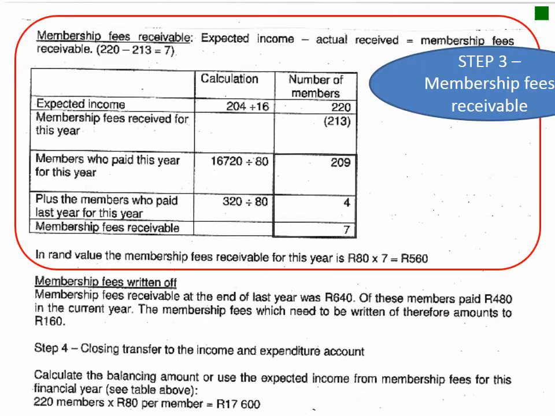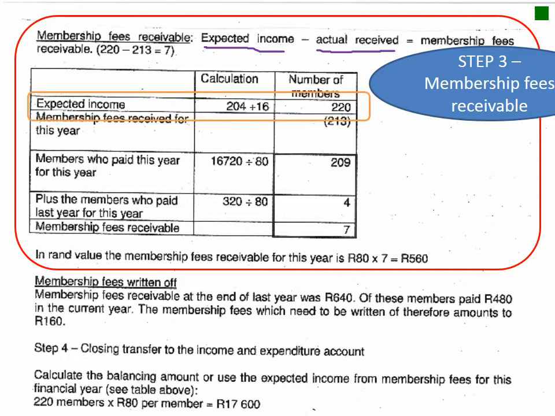Our next part of step 3 is then to look at membership fees that haven't been paid. This is a longer calculation that we need to do. What we're going to do here is first of all work out what is our expected income for the year based on the number of members we had for the year. Then we're going to take off the actual that we received, and that will give us the membership fees receivable. In other words, the membership fees that haven't yet been paid, that are still due at the end of the year.